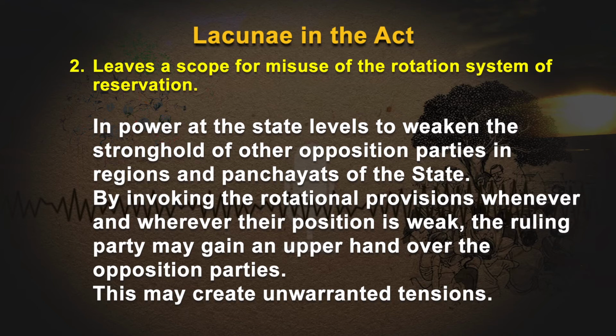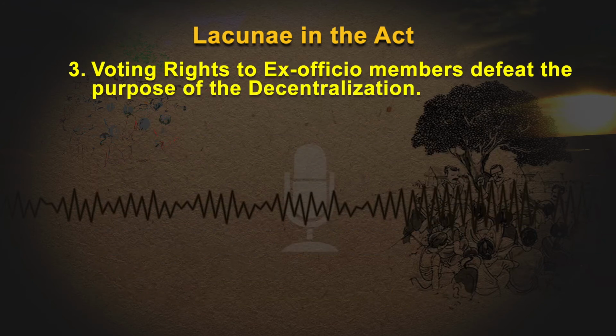By invoking the rotational provisions whenever and wherever their position is weak, the ruling party may gain an upper hand over the opposition parties. This may create unwarranted tensions. Voting rights to ex officio members defeat the purpose of the decentralization.